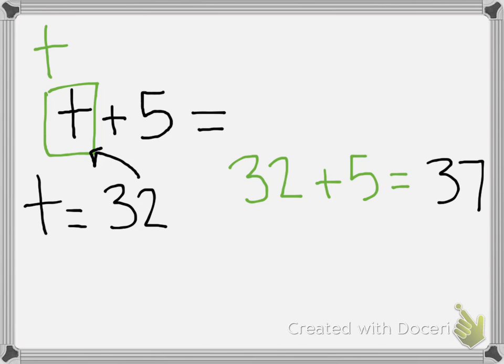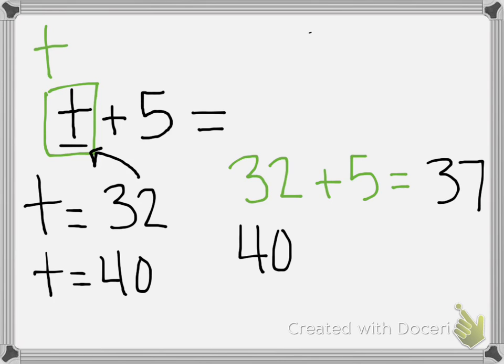Now say my starting temperature was 40 degrees. Then I would have T equals 40. So I would plug 40 in where T is, so I would write 40 plus 5, and my new answer would be 45. So anytime you have an algebraic expression, which is an expression that uses a variable or a letter, you will also be told what that letter's value is. So let's do another one.